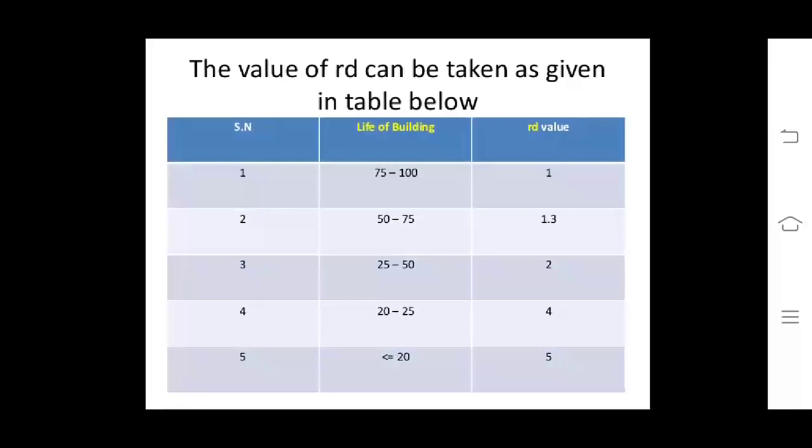The value of Rd can be taken as given in table. Life of building 75 to 100 years, Rd value can be taken as 1. If life of building is in between 50 to 75 years, value of Rd can be taken as 1.3. If life is in between 25 to 50 years, Rd value is taken as 2. If life is in between 20 to 25, the Rd value is taken as 4. And below 20 years, the Rd value is taken as 5.